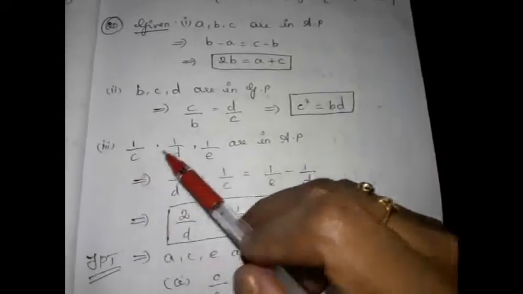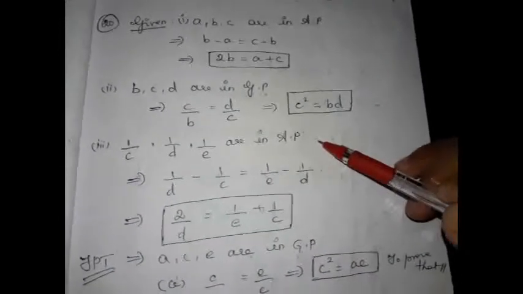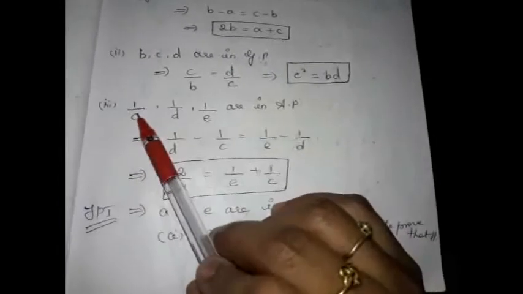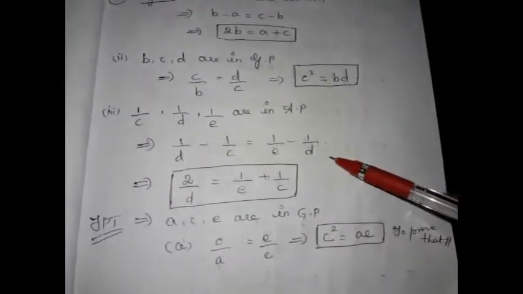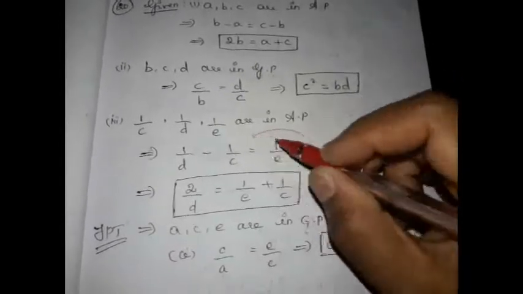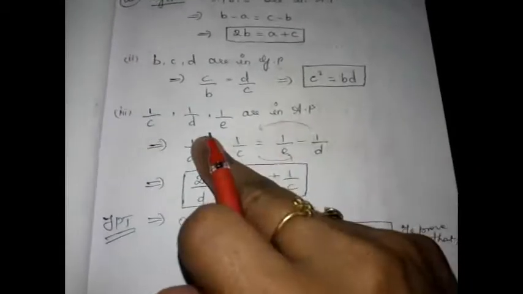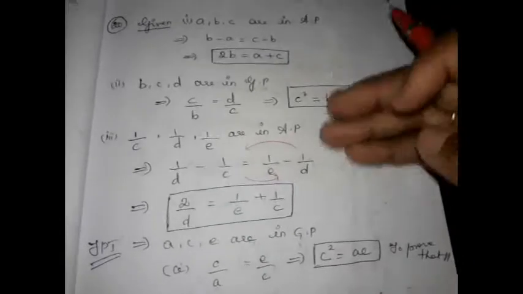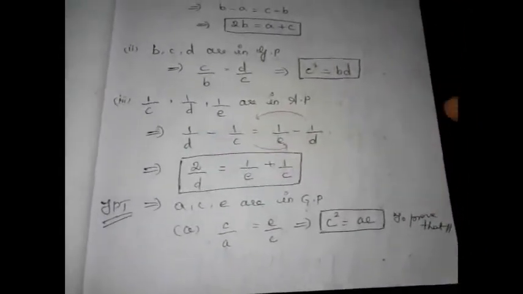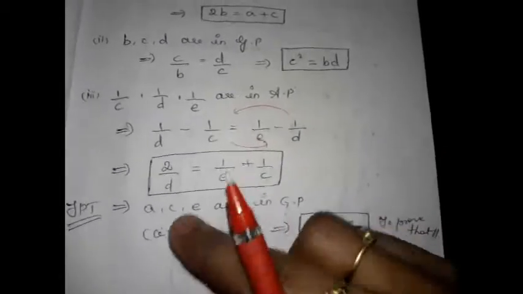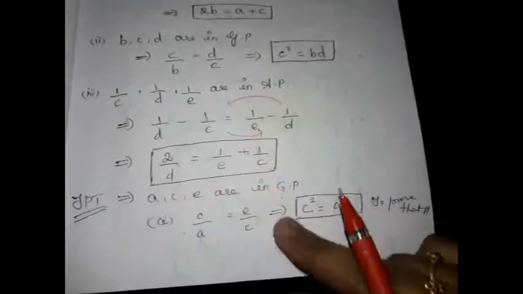Then it is given 1 by C, 1 by D, 1 by E are in AP. So what do you know from this? They have a common difference. So second term minus first term should be equal to third term minus second term. So from this we got 1 by D minus 1 by C equals 1 by E minus 1 by D. I brought it to the other side, so 1 by D plus 1 by D is 2 by D, which is equal to 1 by E plus 1 by C. So we got three relations now. We need to prove that A, C, E are in GP, which means we need to prove C by A is equal to E by C, or else C square is equal to AE.